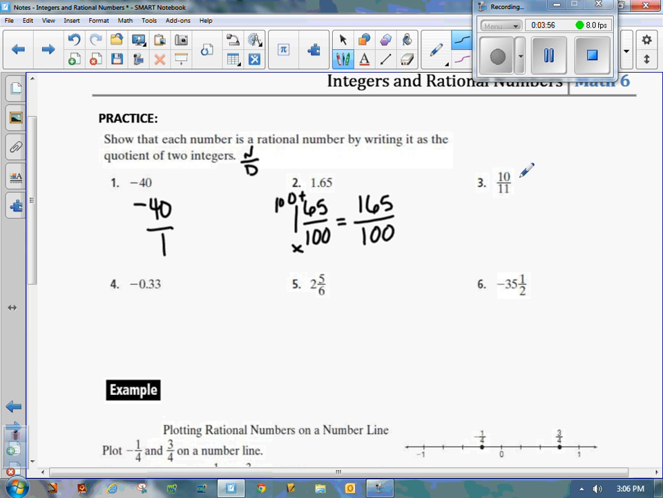Number 3 is 10/11ths. Well, this one is already written as a quotient of two integers, so we could leave that alone. Number 4, negative 0.33. Well, negative, and then just write 33/100ths as a fraction instead of a decimal. I want you to pause the video, take a minute, and complete number 5 and number 6. Remember, these may be in fraction form, but they're a mixed number, and we want only a numerator and a denominator.